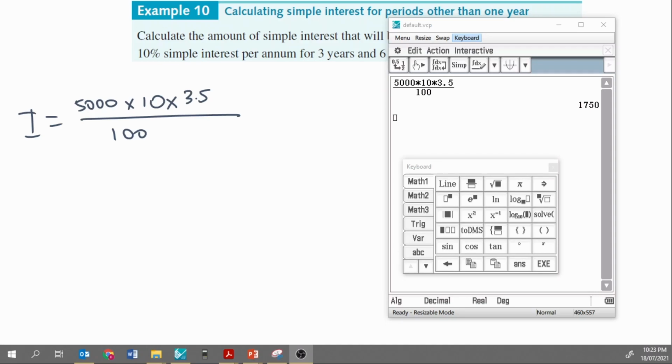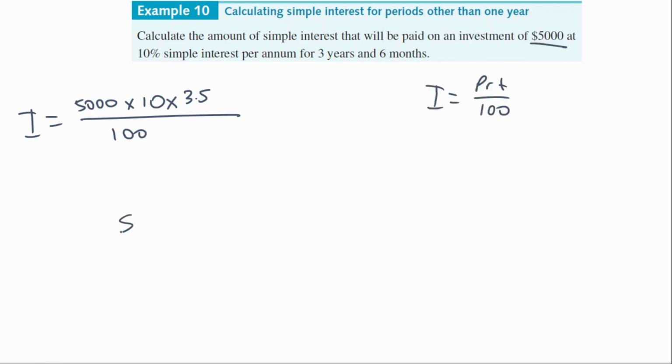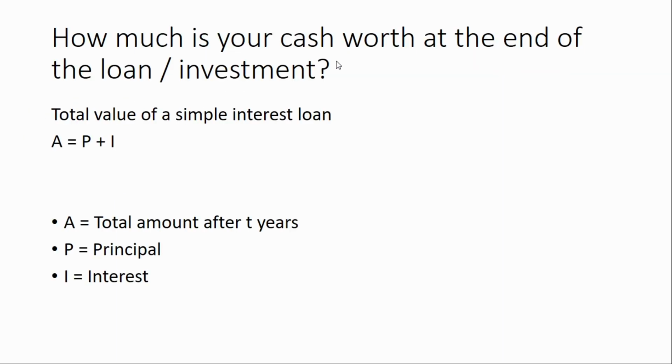So after 3.5 years you would have made a total of $1,750 there. Alright, so moving on, the next thing we need to know is how much your cash is worth at the end of the loan or investment.